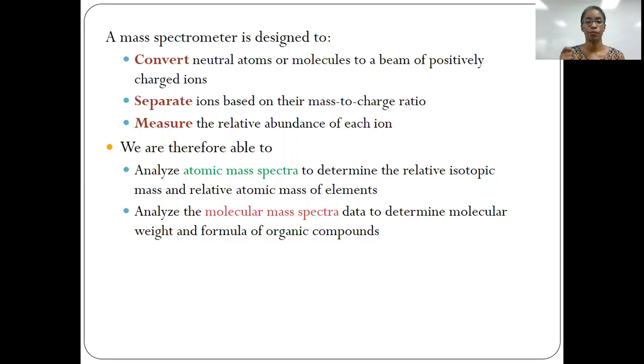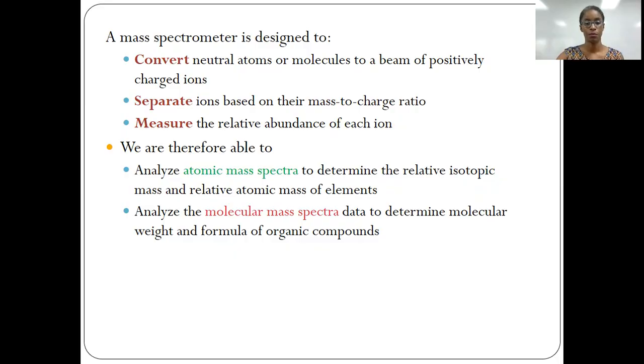So we look at that again. Three major things happen in your mass spectrometer for analysis. We look at the conversion to a charged ion. We look at the separation based on mass to charge ratio, and then we measure the relative abundance. And that relative abundance is what is plotted on your mass spectra. So we have both atomic mass spectra and molecular mass spectra. What we're going to spend most of our time on at this level is the analysis of molecular mass spectra.